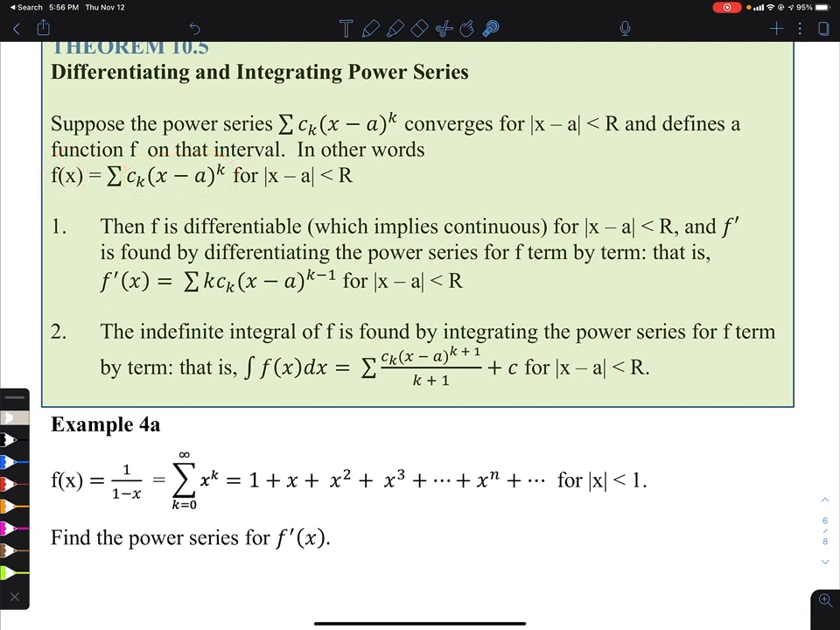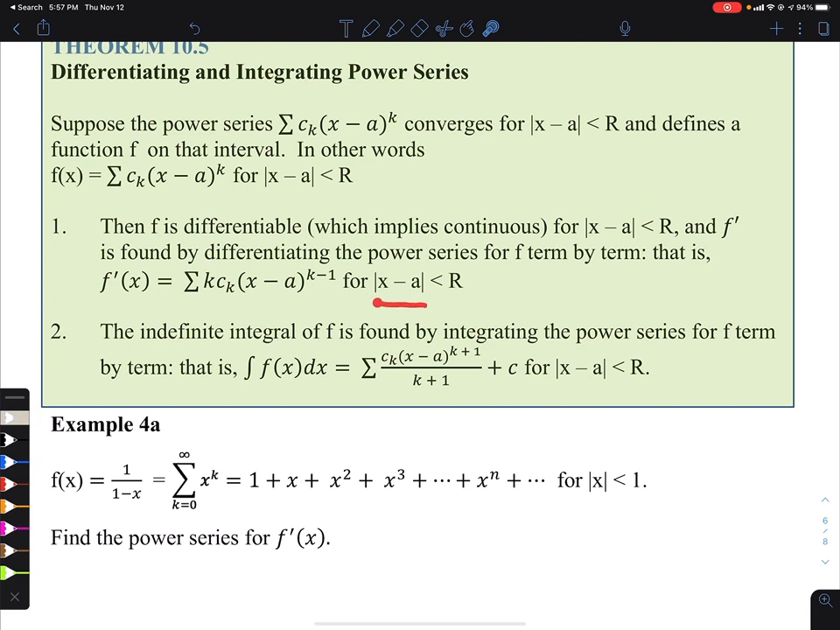Now here's where your brain is going to trip out a little bit. k is your variable. That's what's changing. x is a constant because you want the derivative at some point, maybe 5, then x will be 5. If you want the derivative at 1, your x will be 1. So you have to treat x as a constant. So what's the derivative of c_k, which is a constant, times x minus a to the k? Well, it's the power rule. The k comes out in front and you subtract 1 from the exponent.